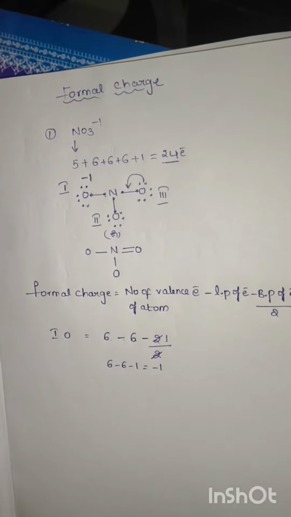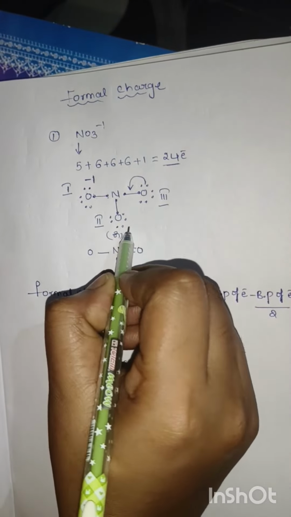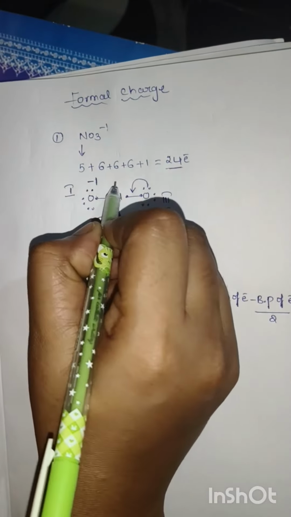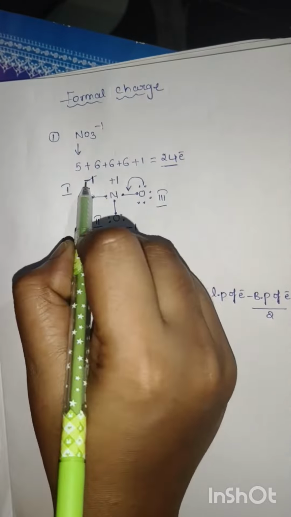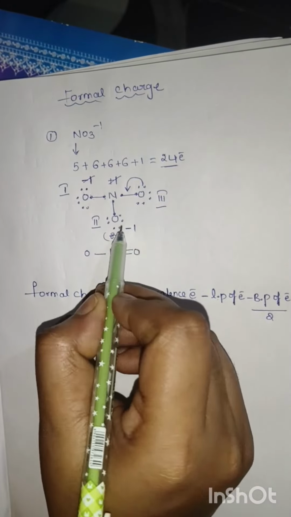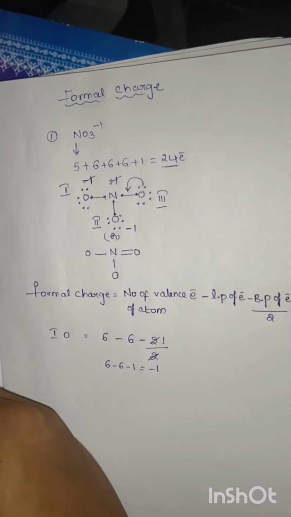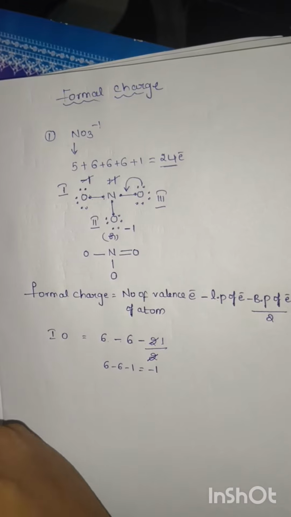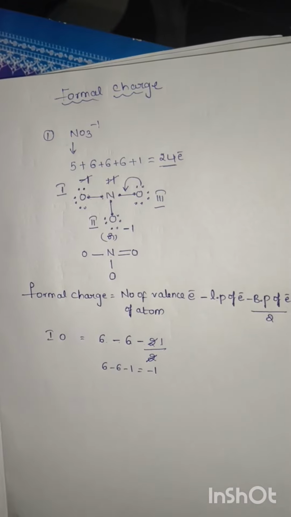Okay. So by calculating like that, the second oxygen also will get -1 charge. So the nitrogen will get +1 charge. The -1 and +1 cancel. So the -1 is present on the second oxygen. So like this we have to draw the Lewis dot structure and we have to put the formal charge on the atom. Thank you.